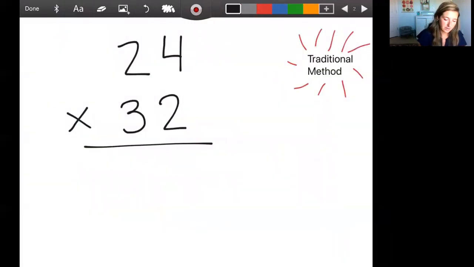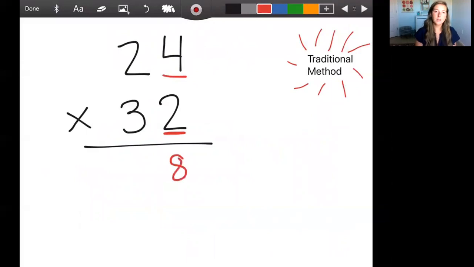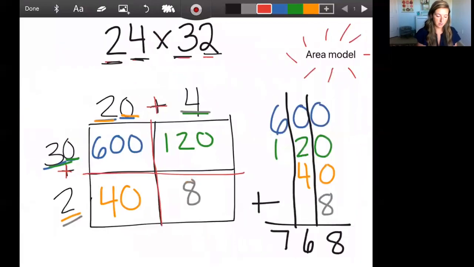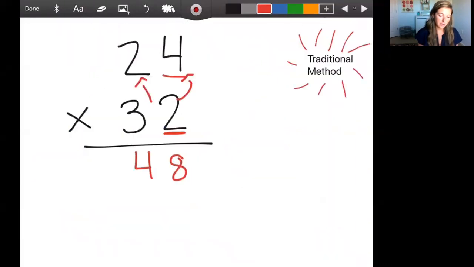So with the traditional method here, we would start by, in our ones place with our 2, doing 2 times 4, which is 8. Then we would take our 2 and we would multiply 2 times 2, which is 4. Now I want you to notice something here. We started by doing 2 times 4. Let's go to our area model. Here we did 2 times 4. Okay. The second thing we did in our traditional method is we did 2 times 2.